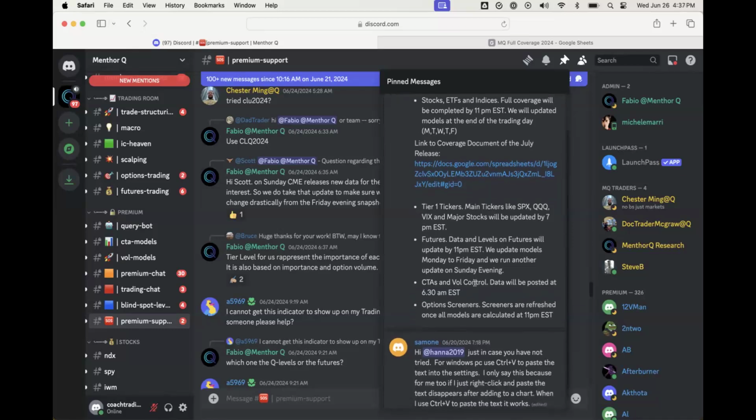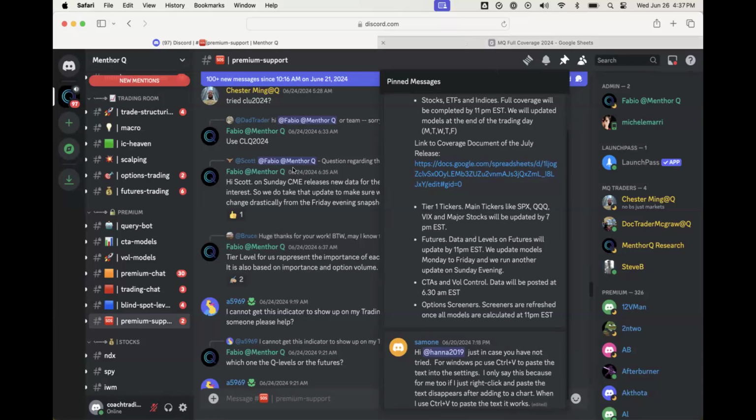CTAs and vol control models are typically updated after midnight, I would say, and they are posted in the chat at around 6:30 a.m. And the screeners would be updated after the levels are calculated. So, first step, we calculate the levels. Second step, we run the screeners so that you can get an updated list on the data.